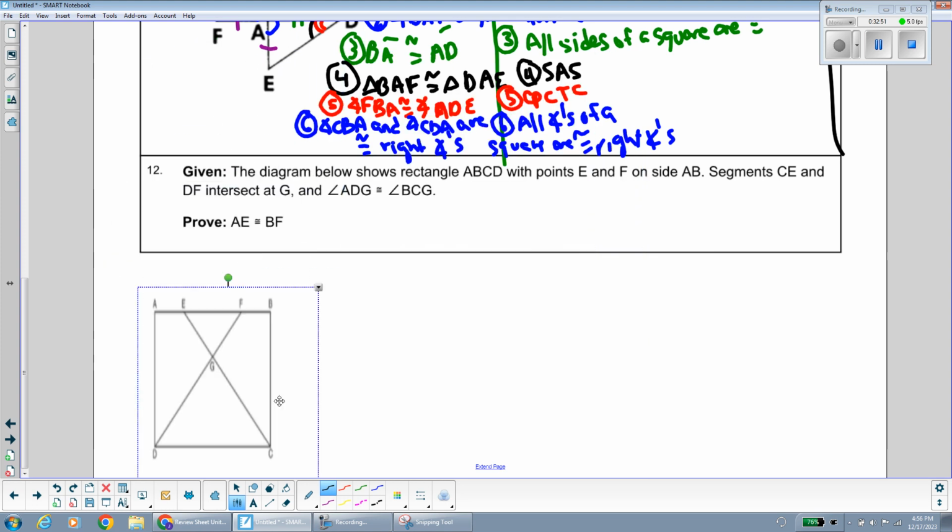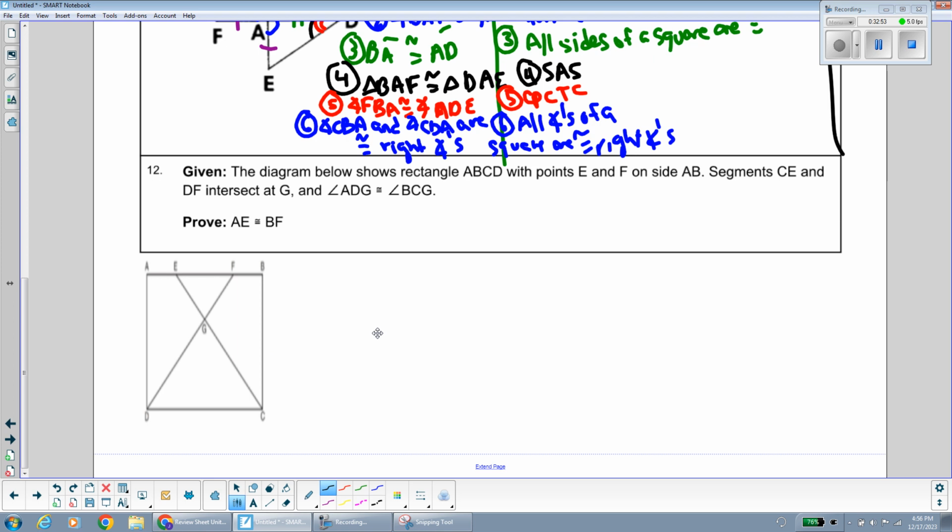Okay, perfect. So here we have a rectangle, and what they also give us to work with is that angle ADG, which is this angle over here, is congruent to angle BCG, which is this angle over here. And ultimately, our goal is to prove that AE is congruent to BF.